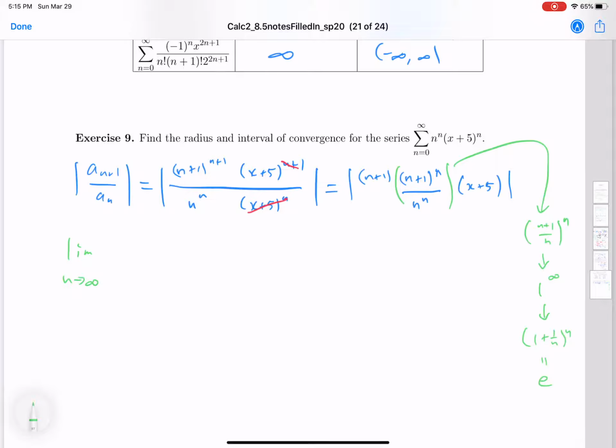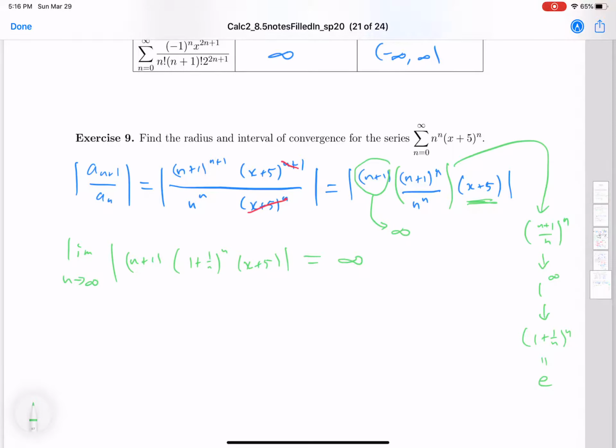It turns out, though, this doesn't really matter because what's happening to the n+1, that thing's going to infinity. And so this thing here, it's either going to be going to 1 or to infinity, or to some number in between, but the n+1 is definitely going to infinity. It doesn't really matter what the x value is. This whole thing is going to go to infinity. So the limit as n goes to infinity of (n+1) times (1 + 1/n)^n times (x+5).